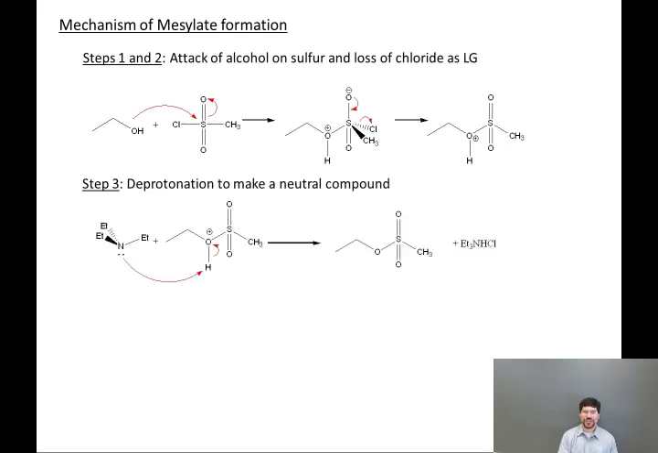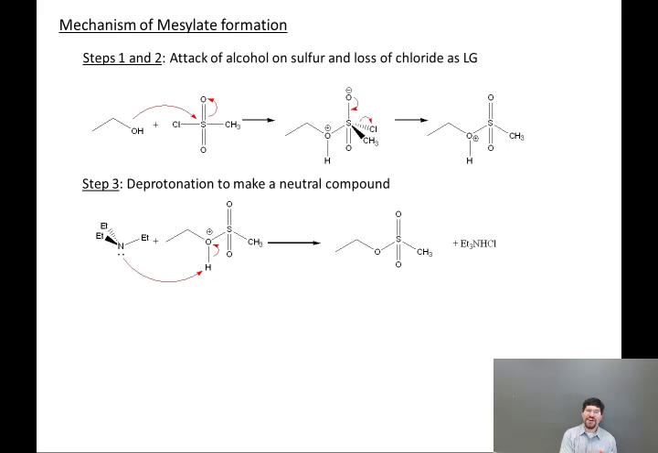Now comes the important difference between mesylate formation and the SOCl2 reaction. And that is because we have a base present, the next step is deprotonation of the acidic hydrogen to make a neutral compound. With SOCl2, the strongest base we had present was Cl-. Actually, the alcohol itself is a stronger base even than Cl-. But they are not strong enough bases to achieve this deprotonation.